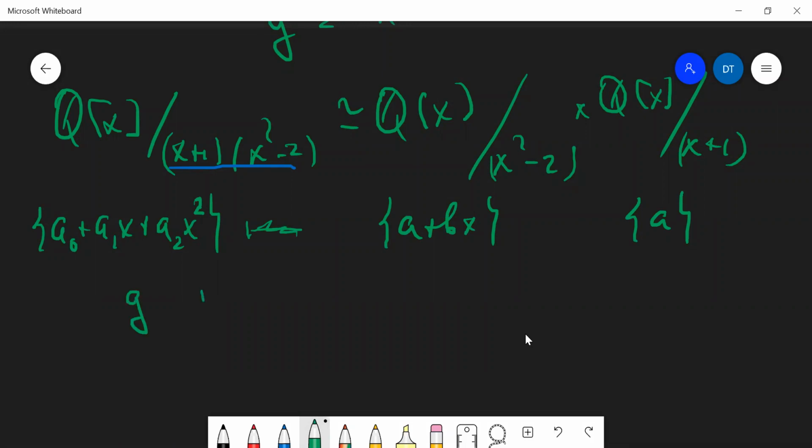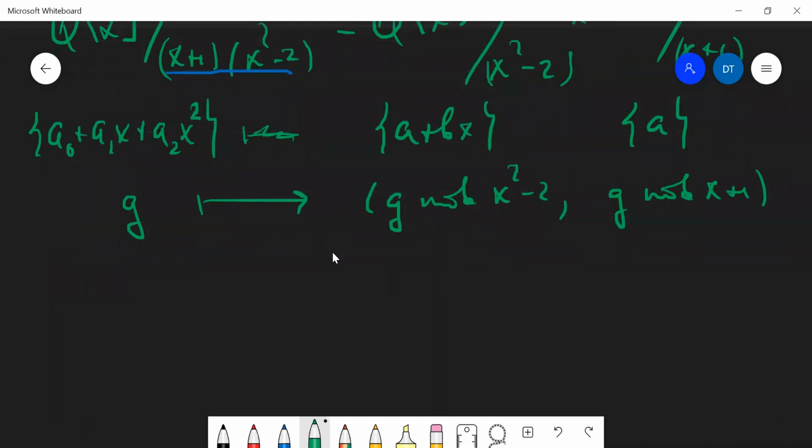So if you take an element here, how do you map it to the right-hand side? You just take g modulo x squared minus 2, and here g modulo x plus 1. But what is g? So let's say g is this polynomial, a0 plus a1x plus a2x squared. So what is g modulo x squared minus 2?